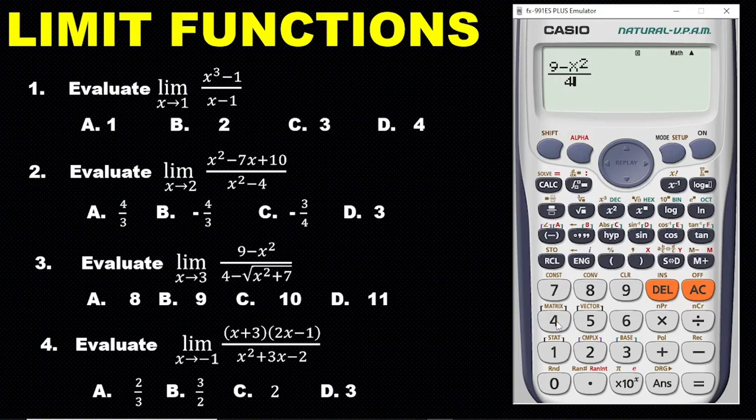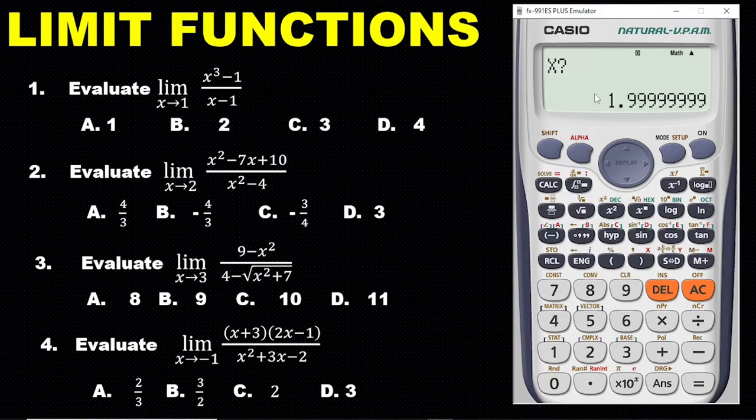We have 4 minus, then you bring the root sign. We are having x squared, so alpha x, we square it up, plus 7. Okay, now that we are done with our expression, you only press the calc button.